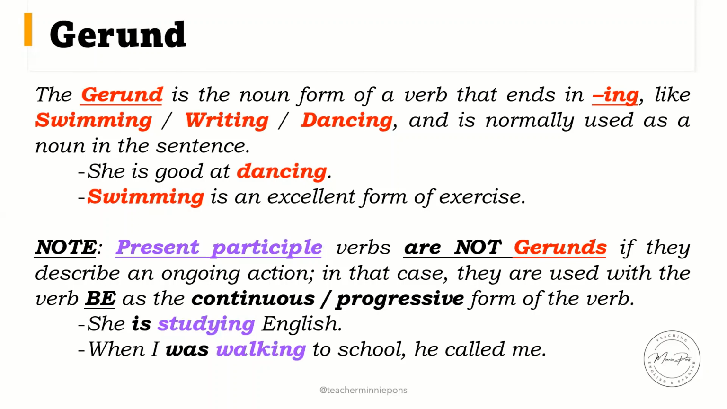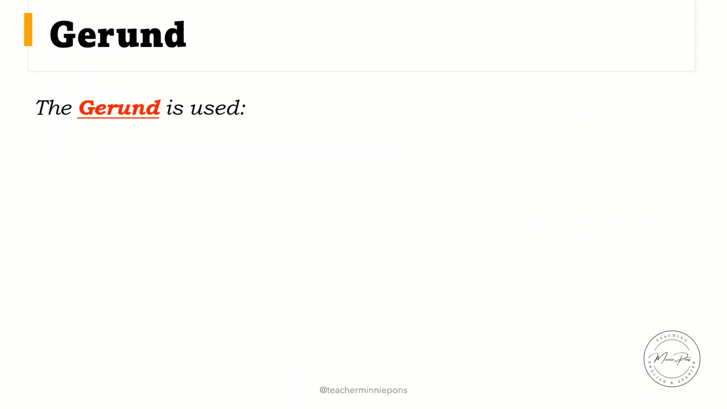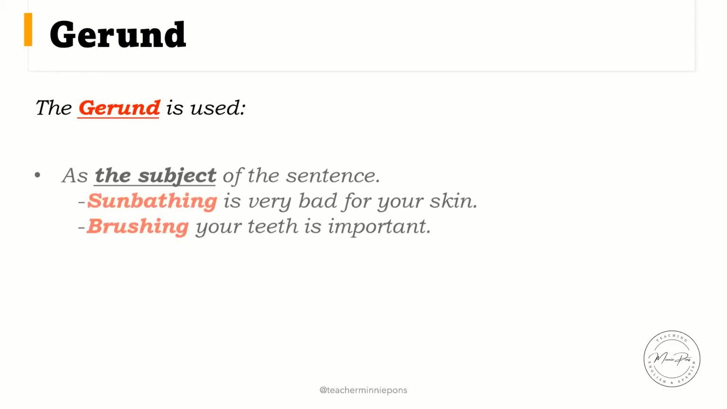A note that is extremely important. Present participle verbs are not gerunds if they describe an ongoing action. In that case, they are used with the verb be as the continuous or progressive form of the verb. For example, she's studying English. When I was walking to school, he called me. In those sentences, studying and walking are not gerunds. They are present participles.